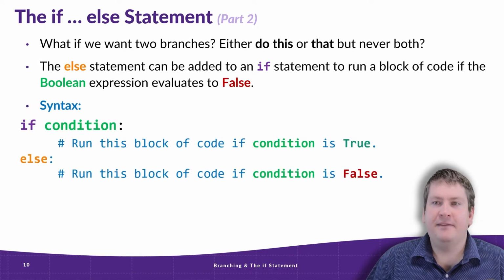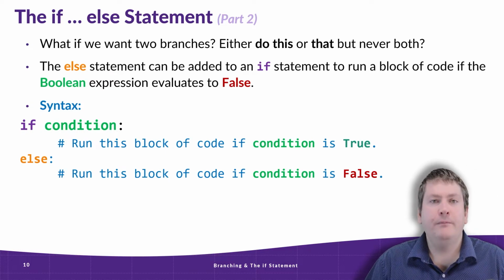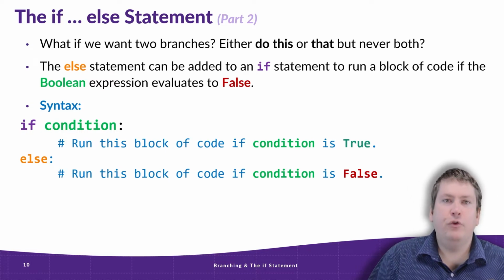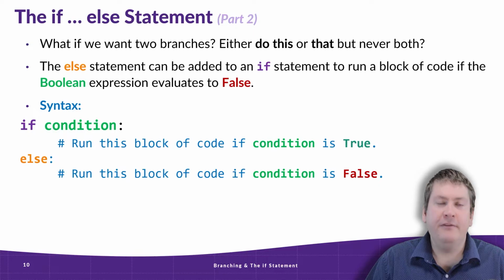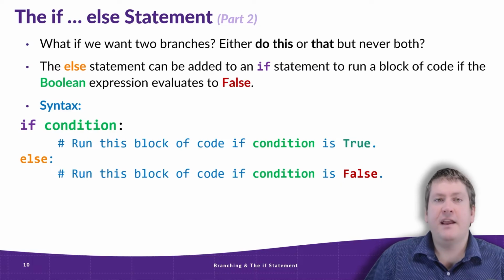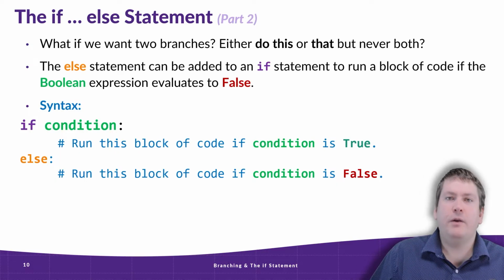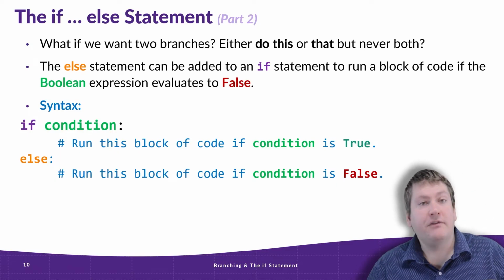Let's take a look at what that syntax would look like. So we have if condition, like we saw before, and if that condition is true, we're going to run that code block right under the if, just like we saw before. But now we have this added else statement. And this is saying that if that condition was false, then we're going to run the code under the else instead. So we're either going to run one block of code if it's true, or a different block of code if it's false.